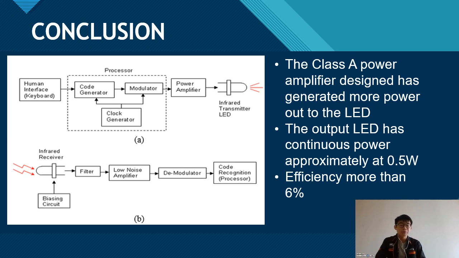And lastly, the efficiency must be more than 6%. For our circuit constructed in Multisim, the efficiency we calculated is around 22.03%, which is much higher than 6%. So the last objective has also been achieved. Basically, all the objectives for this mini project have been successfully achieved.